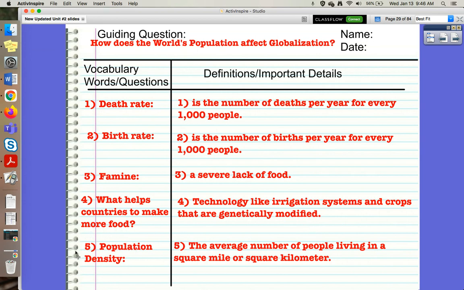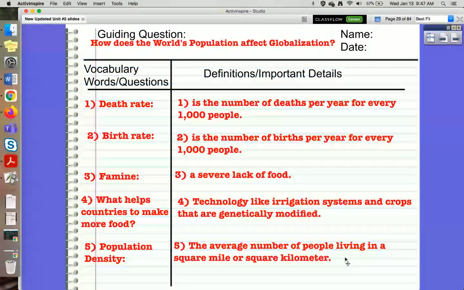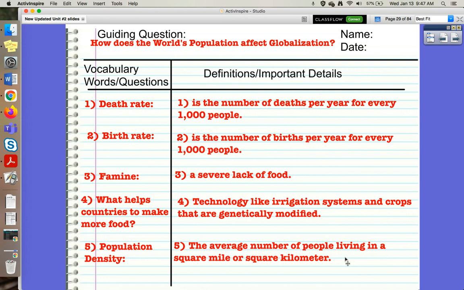Okay. Population density. This is density just like how you use it in science. So it's the average number of people living in a square mile or kilometer. So they look at a square mile and they look at how many people live there. The more people, the higher your population density. So density is how much stuff is in a given space. So we're looking at how many people are in a given space.